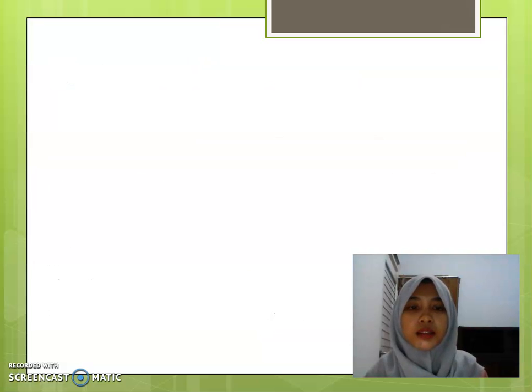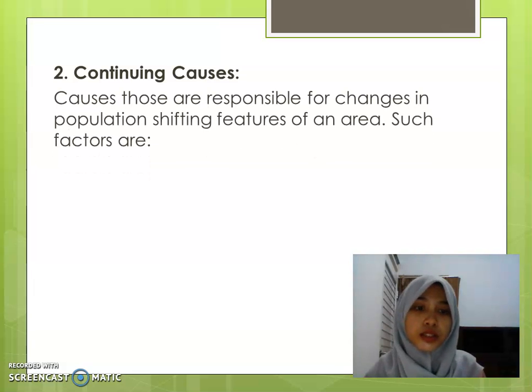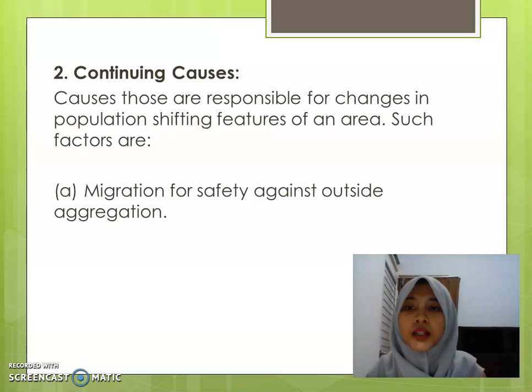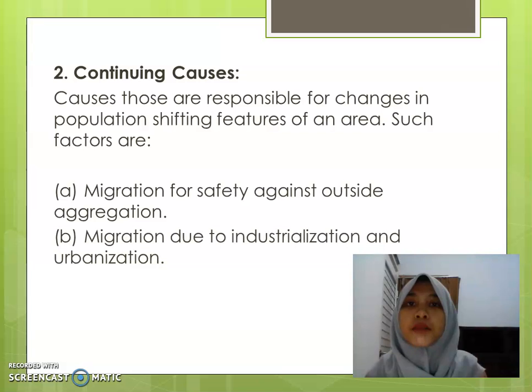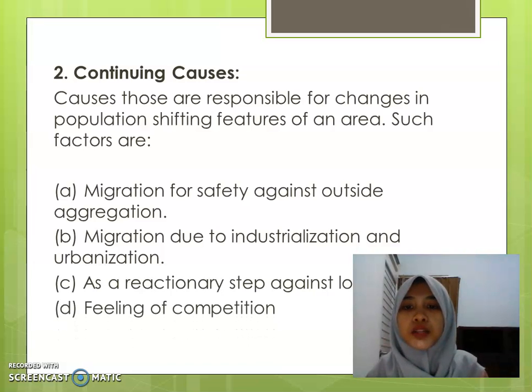And then the second is continuing causes. Continuing causes are those responsible for change in population, shifting features of an area. Such factors are migration for safety against outside aggression, and then migration due to industrialization and urbanization, and then as a reactionary step against local problems and feeling of competition.